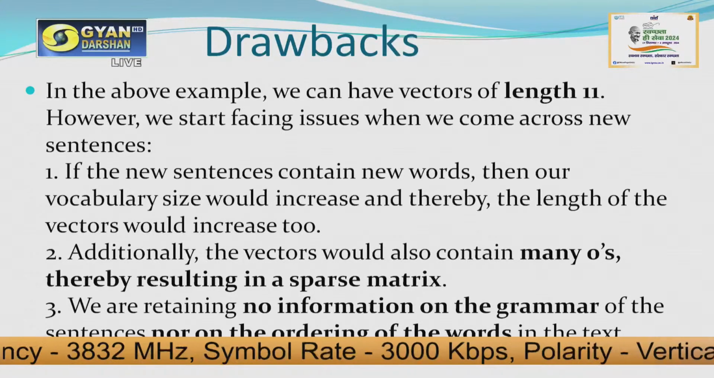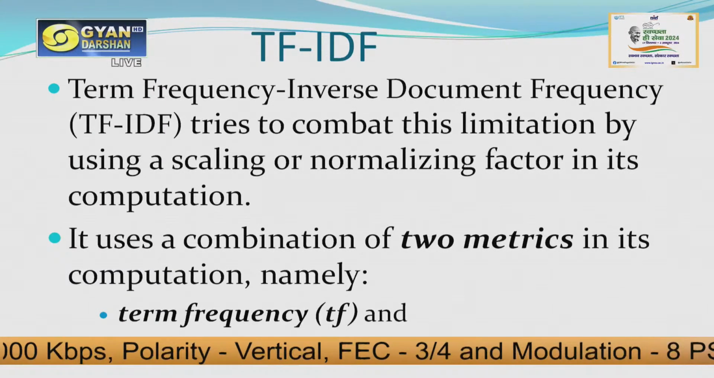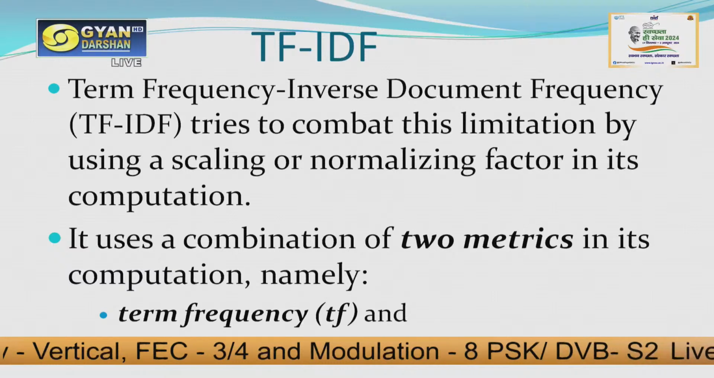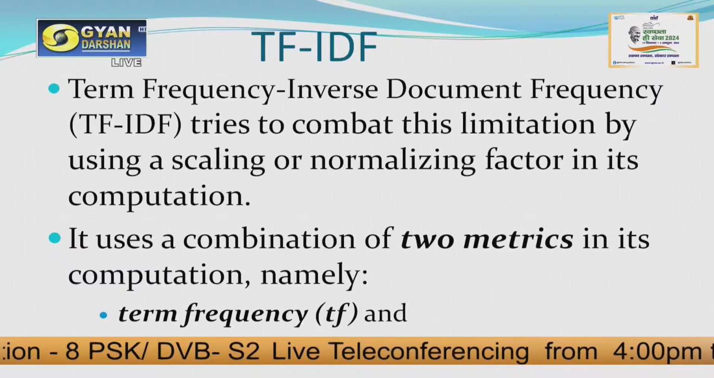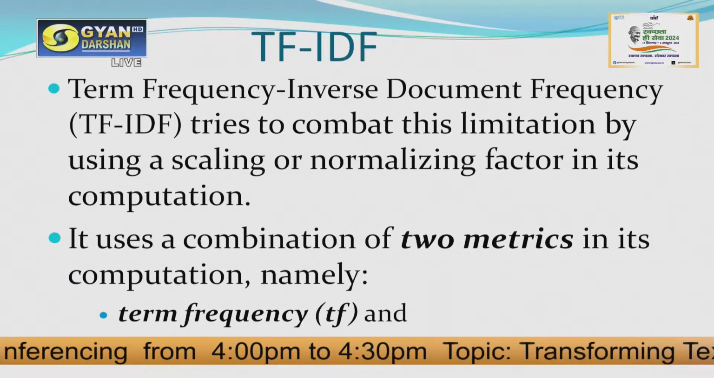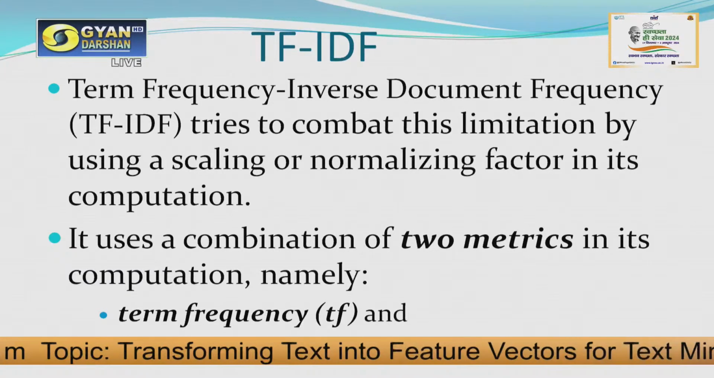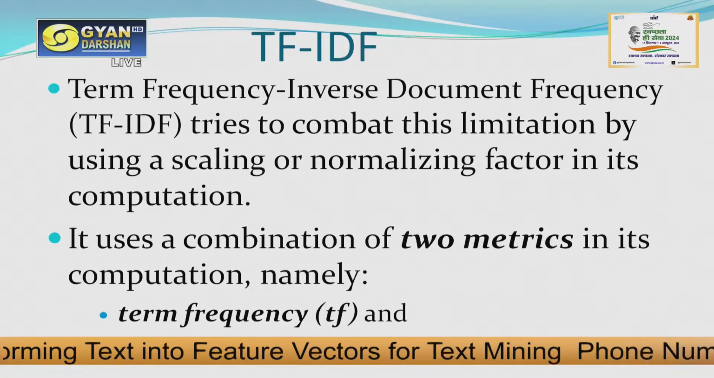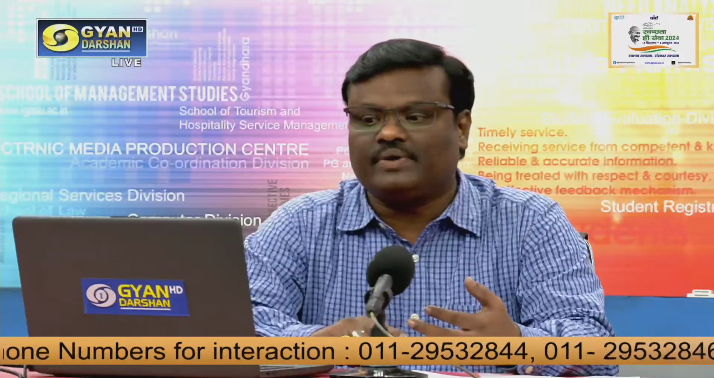That is called TF-IDF. Term frequency-inverse document frequency tries to overcome the limitations we discussed in the previous slide, using a technique called scaling or normalizing in its computation. It uses two metrics. One is the TF metric, the term frequency, which is how many times the term occurs in the document. The other metric is the inverse document frequency. We calculate both of them.